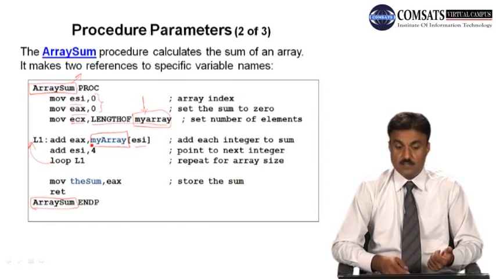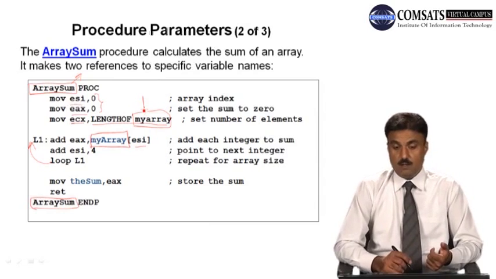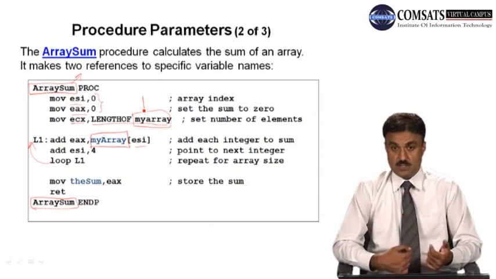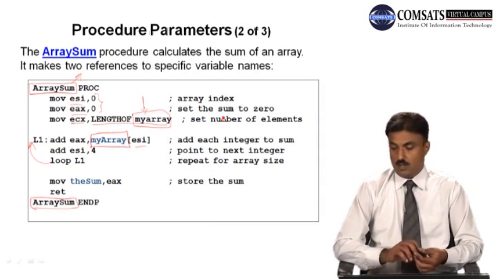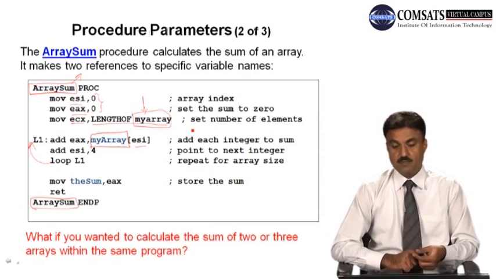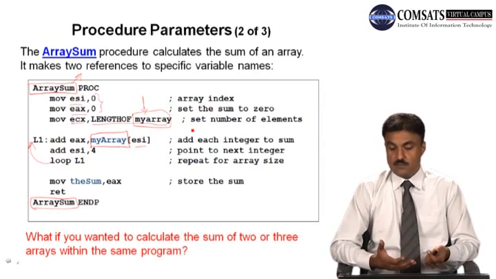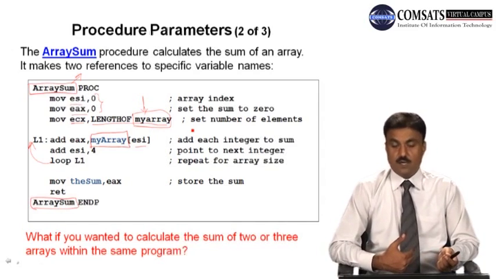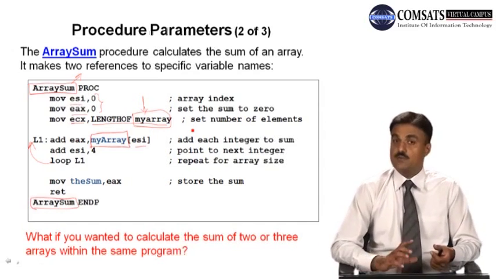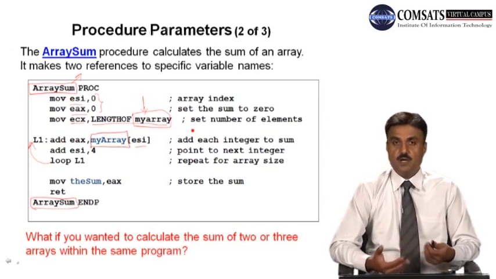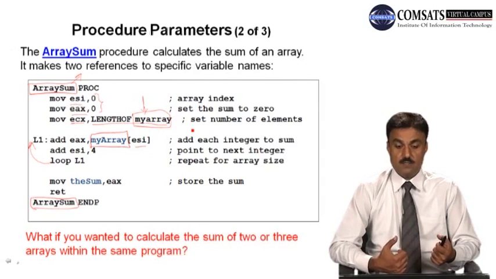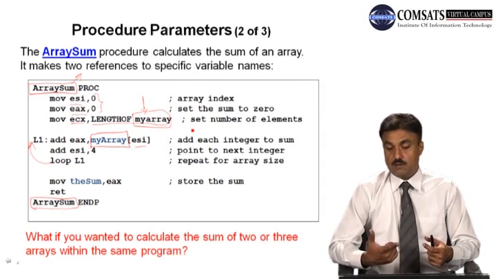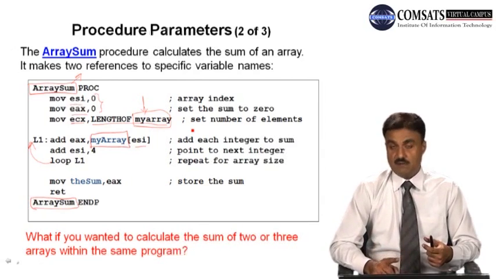So we have to avoid this specific variable name usage inside the procedure. So how can we avoid this? As I told you, what if you want to calculate the sum of two or three arrays within the same program? If I want to have my array 1, my array 2, and my array 3, in this case you have to write 3 procedures to calculate the sum of these 3 arrays, because this procedure can sum only my array 1 and so on.